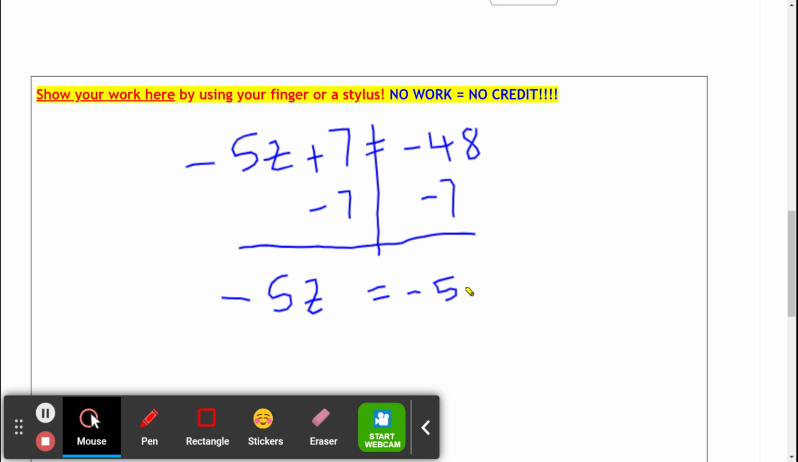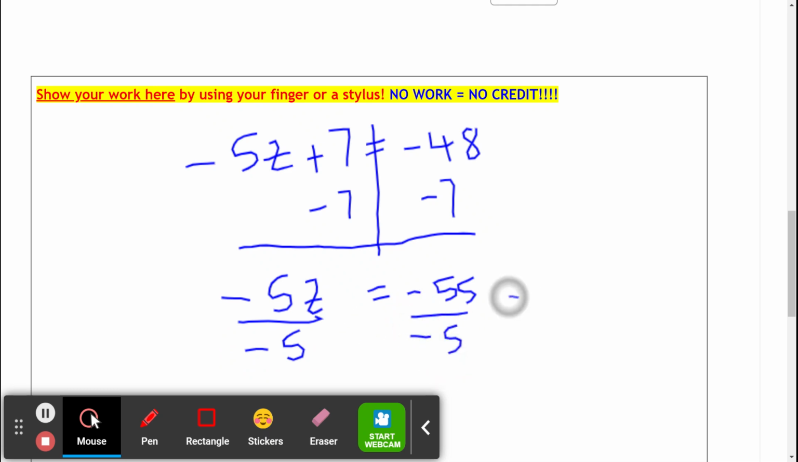negative 55. And then, so negative 5z equals negative 55. And that's multiplication, and so we use the inverse operation. That's what this whole thing's about, inverse operations. When you see addition, use subtraction. When you see multiplication, use division. You divide by negative 5.